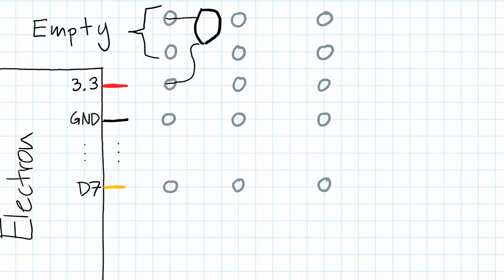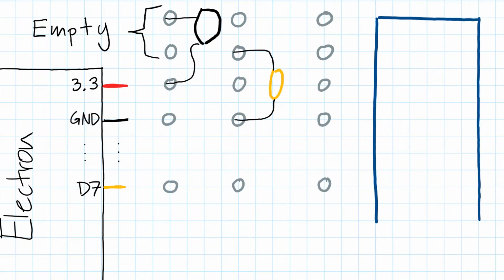First, we'll take our LED that came with the Electron and plug it into the same row as the 3.3 pin. We'll take the short end and put it in one of the empty rows at the top. We'll take our resistor, which also came with the Electron, and plug one side of it into the row with the ground pin on the Electron, and the other side into a different empty row. Then we'll connect these 2 rows with the relay.